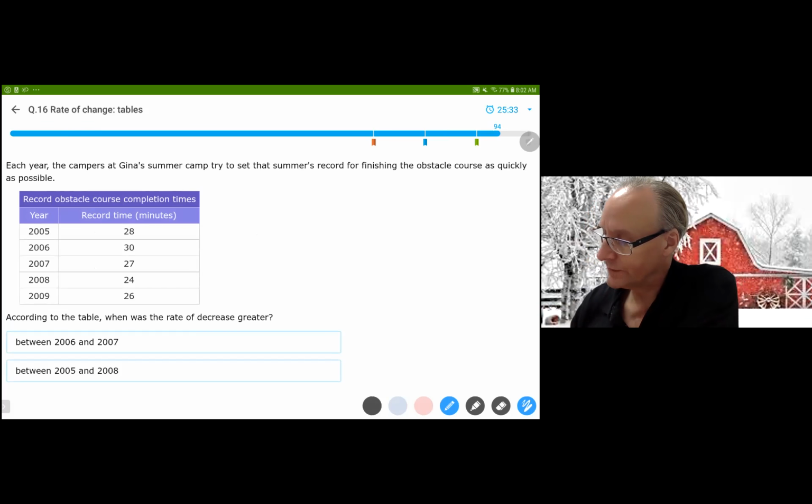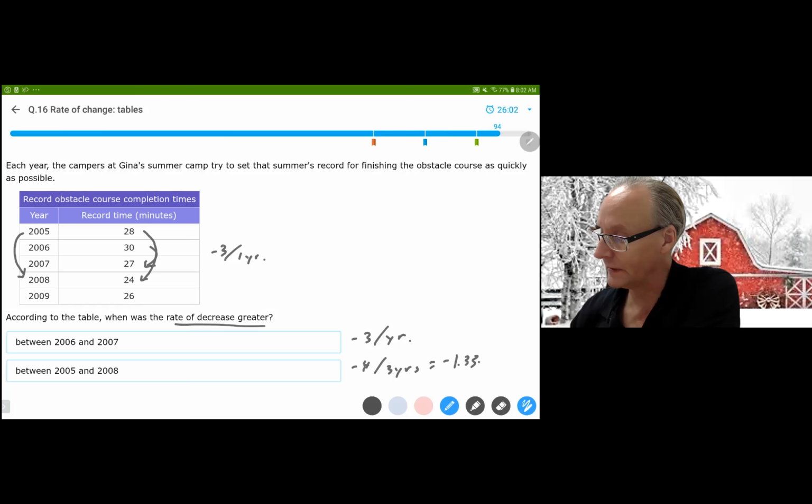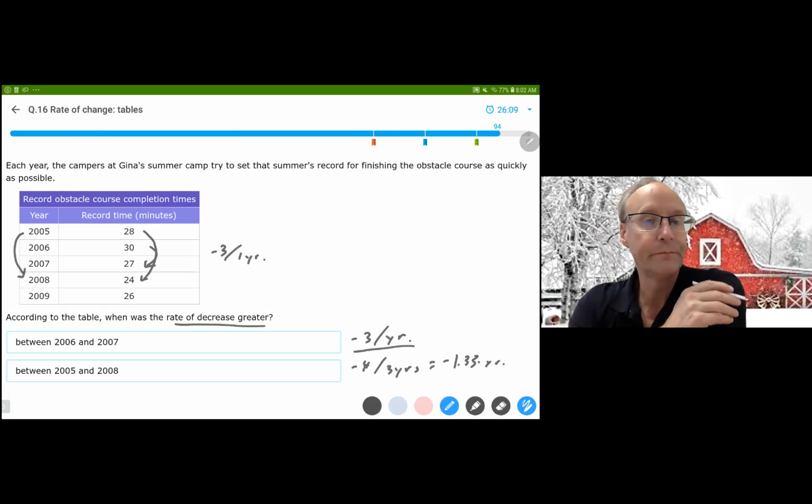Okay, according to the table, when was the rate of decrease greater? From 2006 to 2007, it went down 3 over that 1 year, minus 3 per year. I'll just write it like that. And 2005 to 2008 is over 3 years, and it went from 28 to 24. So it went down 4, but it was over 3 years. Now this is negative 1.333 per year, compared to negative 3 per year. The rate of decrease is greater for negative 3.